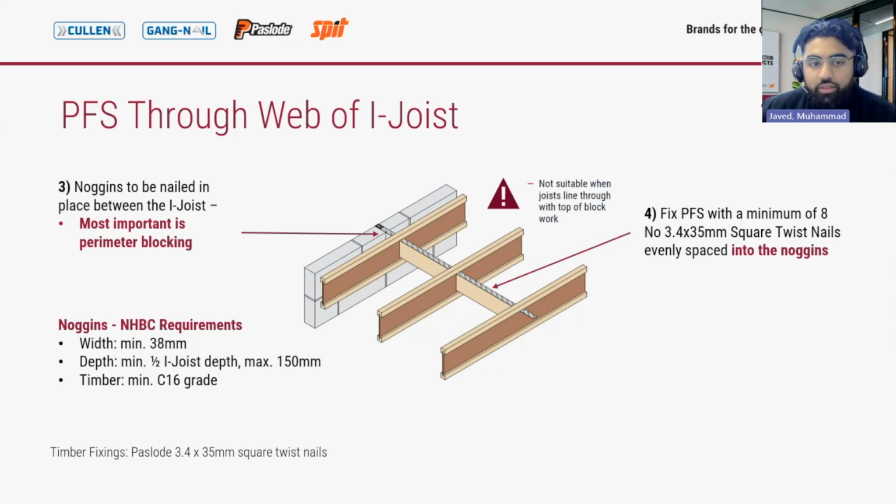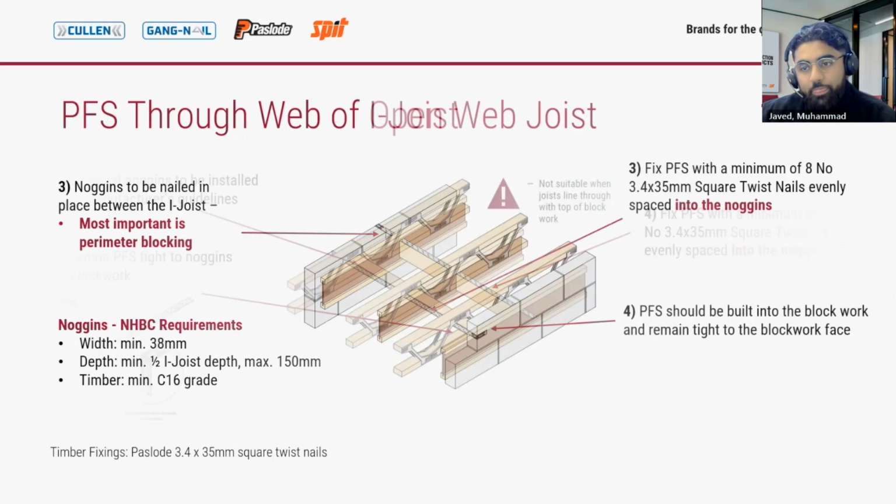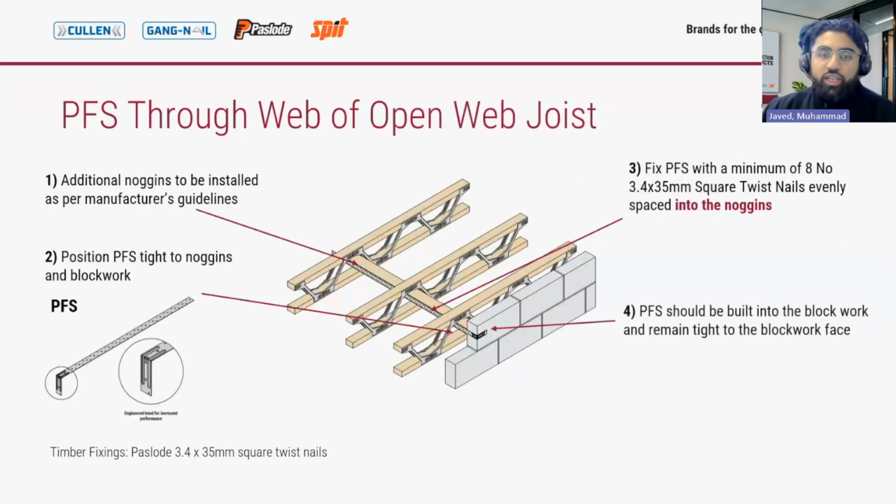Okay, let's move on to the last application, which is PFS through the web of an open web joist. For perpendicular restraint, when additional noggins or strong back are installed through the metal web, PFS straps must be fixed to the additional noggins. So the additional noggins will be installed as per manufacturer guidelines. Then the strap is positioned tight against the blockwork and the noggins and will be fixed using the square twist nails.